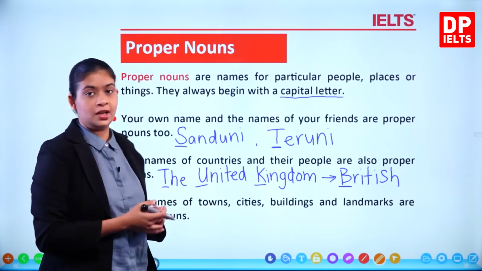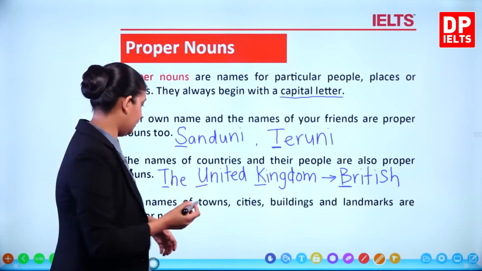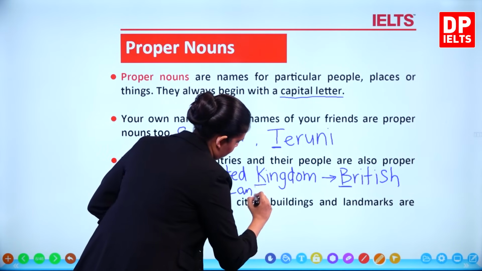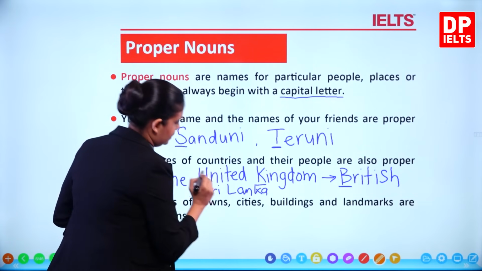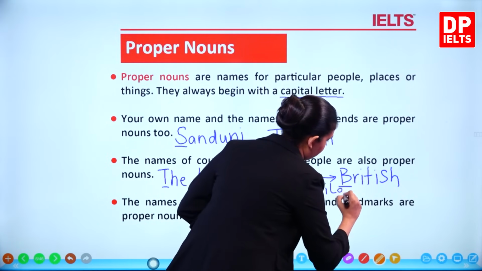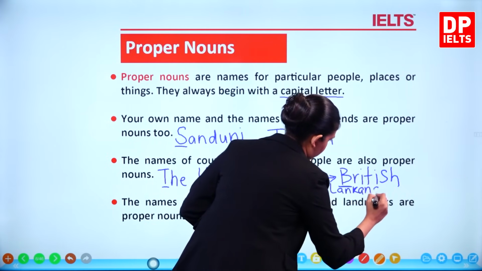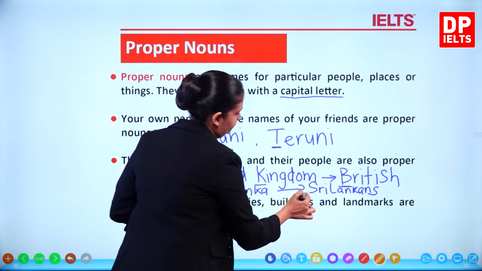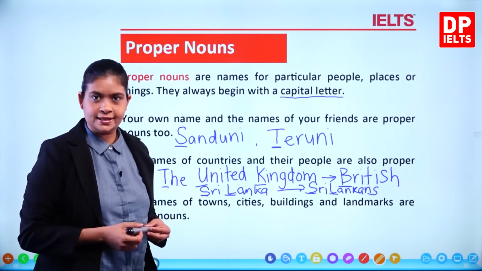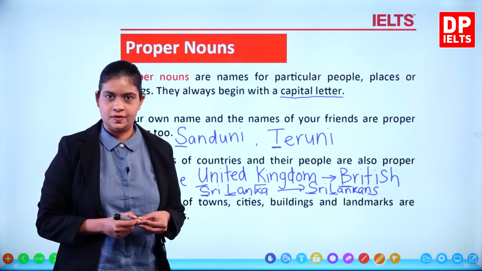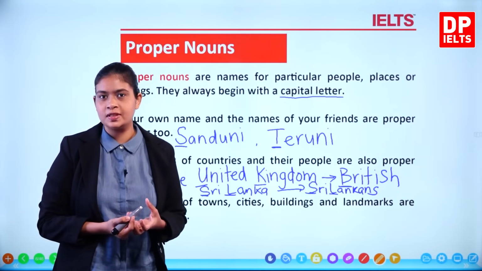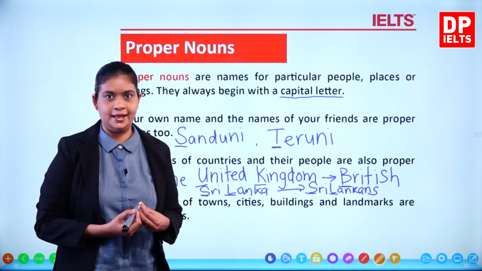It is the same for Sri Lanka. If you take Sri Lanka, S is capital, and the people who live in it are called Sri Lankans. Okay? So, names of countries start with capital letters and they are proper nouns. And the people who live in those countries also, we call them proper nouns, and those start with capital letters.